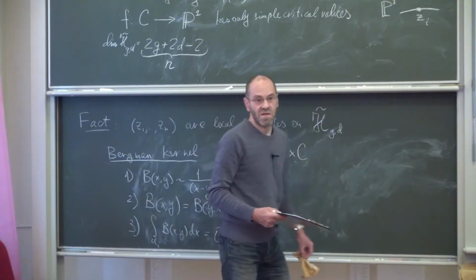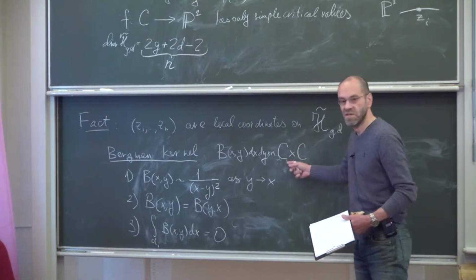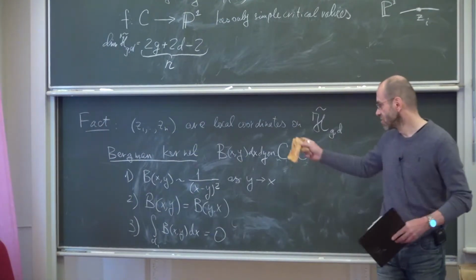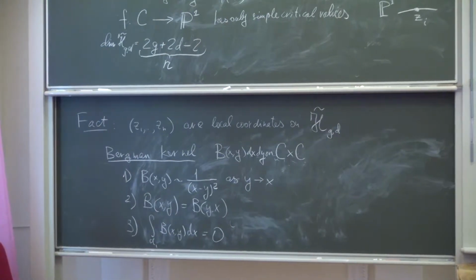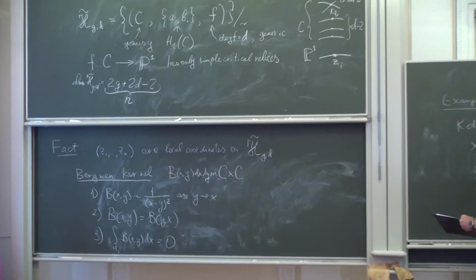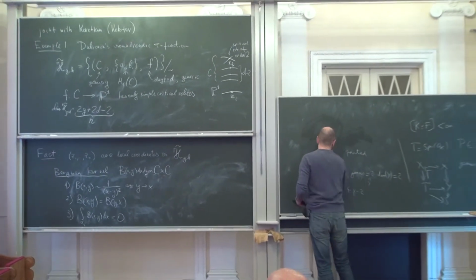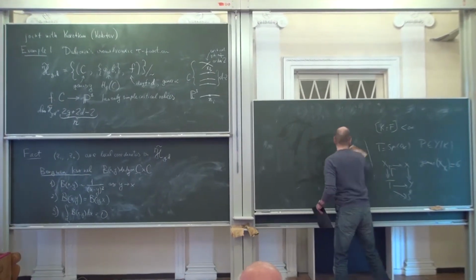And it's holomorphic in x and y, away from the diagonal. The only singularities are on the diagonal, singularities of the second order. It's not real analytic, it's complex analytic, holomorphic. Singularities are on the diagonal.